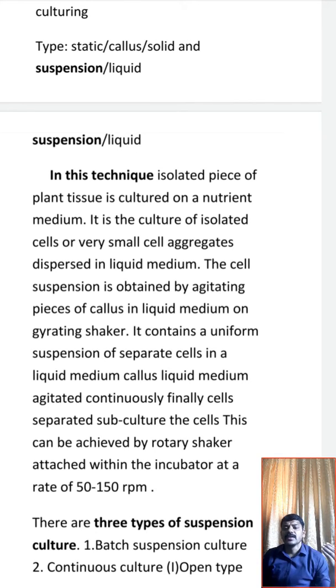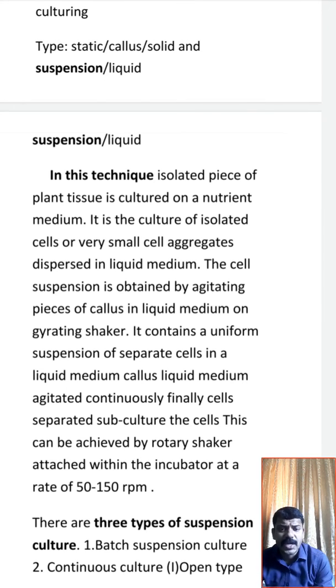And while rotating, there is no disturbance to the humidity, oxygen, and temperature conditions. It is maintained by the incubator. So it contains a uniform suspension of separate cells in a liquid medium. Callus in liquid medium is agitated continuously, finally cells are separated, and subculture of these cells is done.